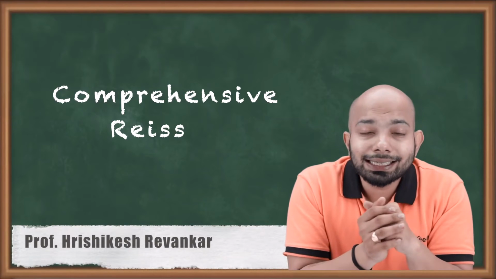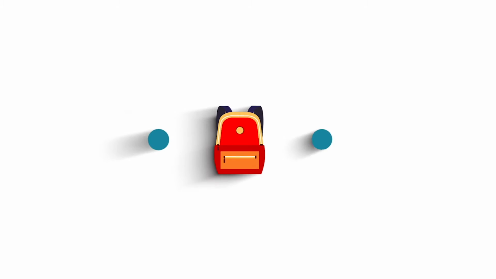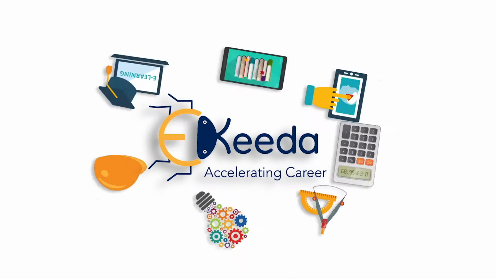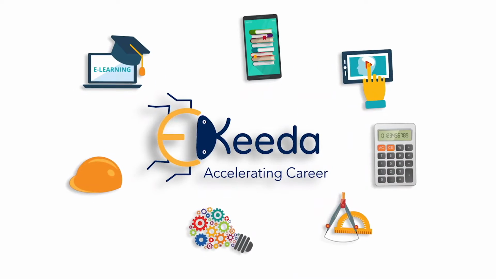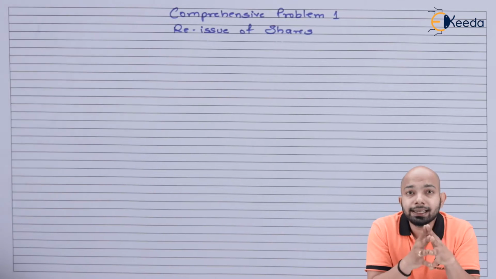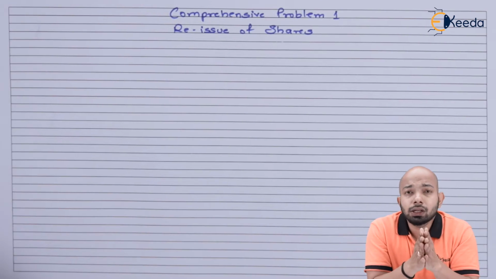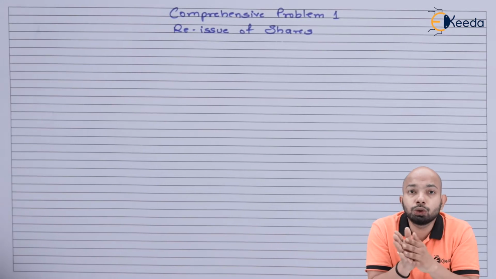Hello friends, we'll be discussing an illustration which is related to the reissue of shares concept. Now when we talk about reissue of shares, this basically happens whenever a forfeiture of shares happens. So if the shares are cancelled, the company has the authority to go ahead and reissue those shares.